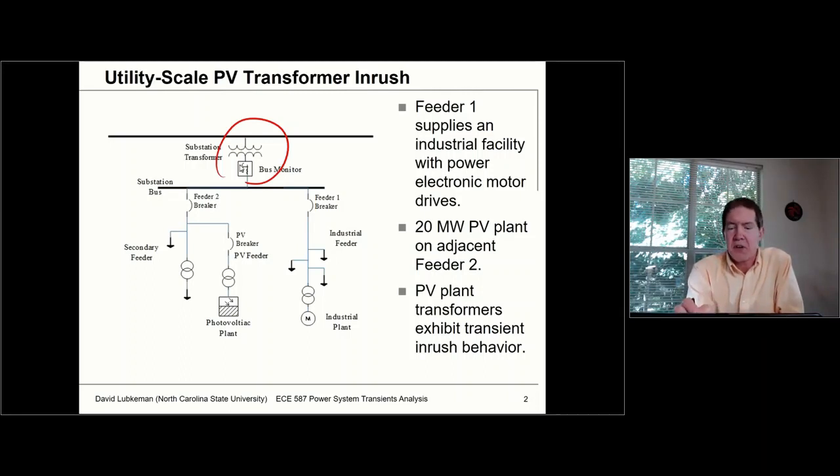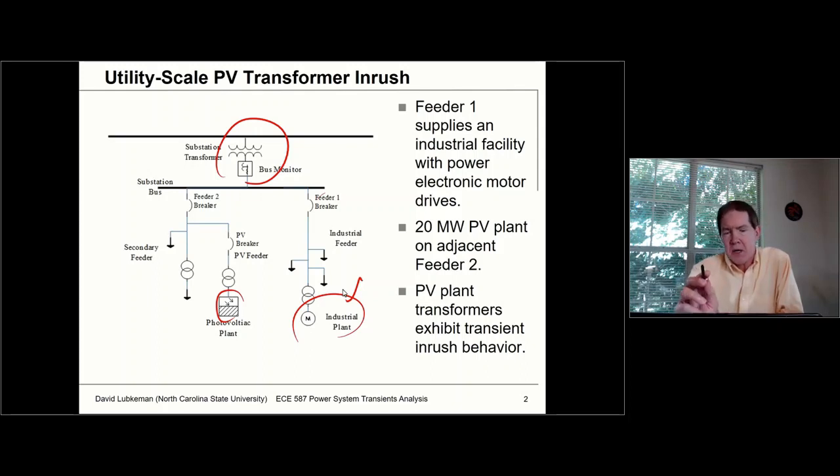So we have two feeders. We have one feeder, feeder number 2, that has a photovoltaic plant, and then we have another feeder that has an industrial plant. This particular industrial plant, the case we're concerned about, had a lot of process type load. And so what we would be worried about is, if I had that photovoltaic system, what type of adverse power quality impact might it have on this industrial plant.